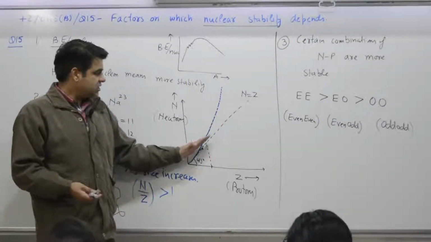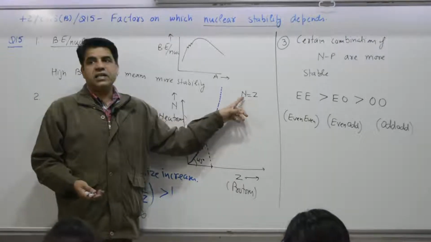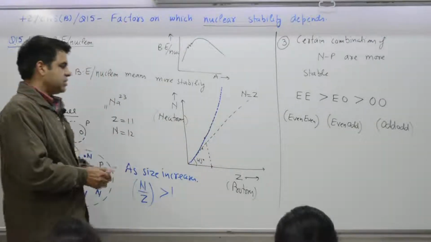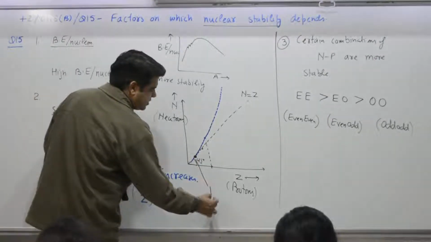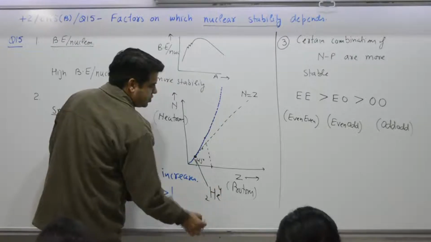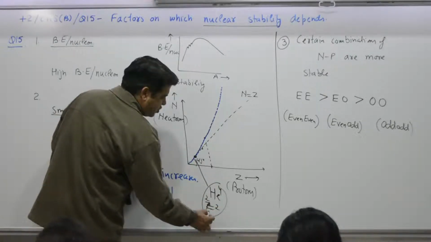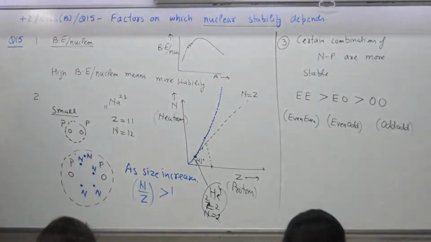That is why this graph deviates from which line? The N-Z line. Helium lies on this line. How many protons? 2. How many neutrons? 2. So helium lies on this line. Time with you is 3 minutes to write.